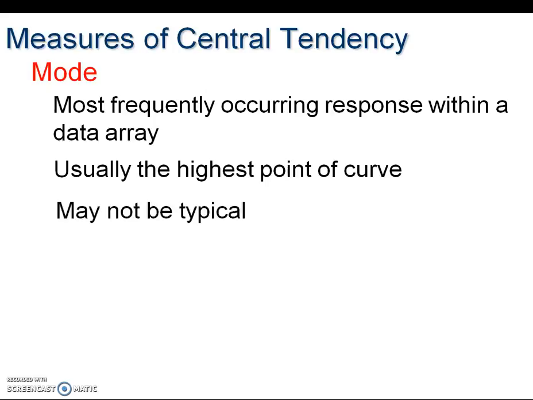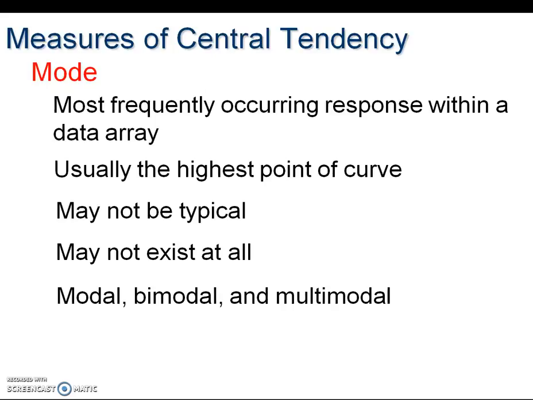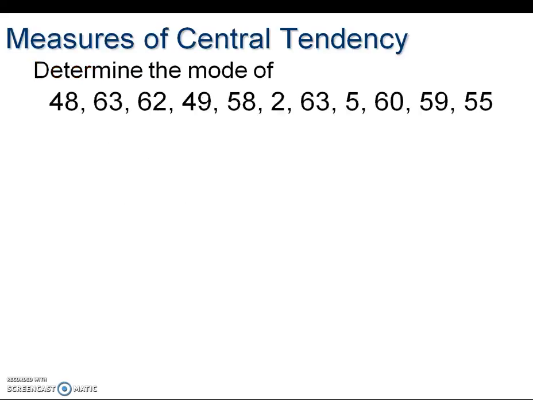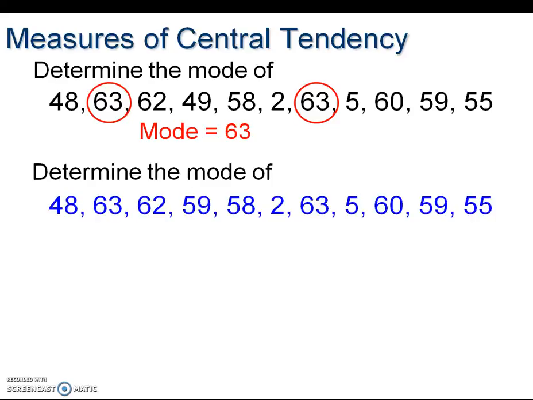Mode is the most frequently occurring response, how often something occurs most often. This is the highest point in the curve. It may not be typical or even exist at all. You can have unimodal, which is 1, bimodal, meaning there are 2 common, or multimodal, 3 or more occurring things. So if we look here, what is the most common item? Well, we can see 63 occurs twice, and so that is the mode.